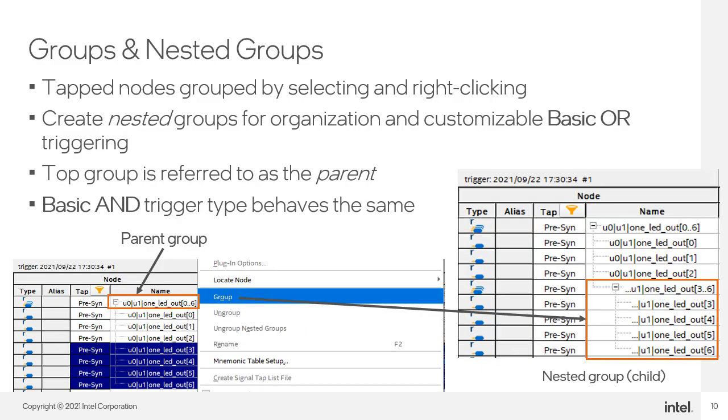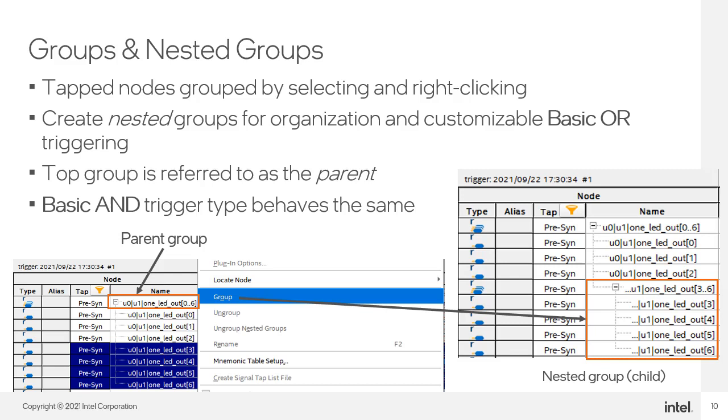The basic OR trigger type has some additional functionality. To understand what you can do, it's important to understand the concept of a nested signal group. A nested group is simply a collection of signals within a group that are combined into their own group. You can use nested groups to organize the signals within a group or to create more complicated trigger conditions. To create a nested group, simply select signals within a group, right-click, and select Group. When this is done, the original group is referred to as the parent, and nested groups are referred to as the child groups of the parent.